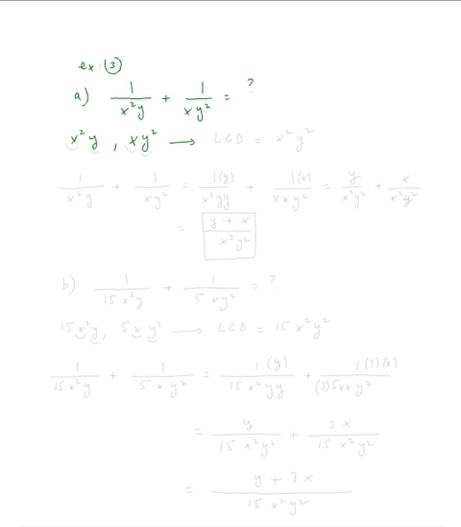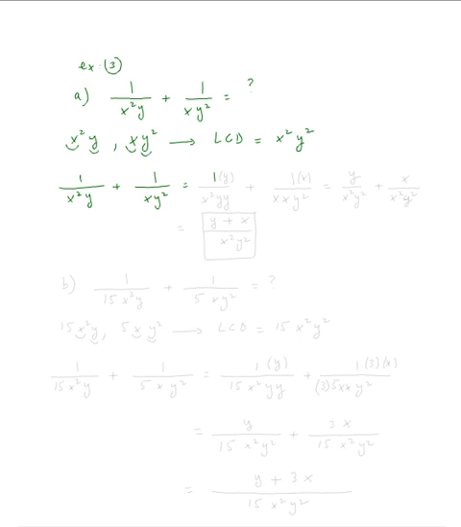Now, how to find the least common denominator? The least common denominator, you always look at x squared and x and just pick the largest one. Of course, x squared is the largest one. And then look at y and y squared and pick the largest one, which is y squared. So the least common denominator is x squared times y squared. Now, we need to add 1 over x squared y plus 1 over x y squared.